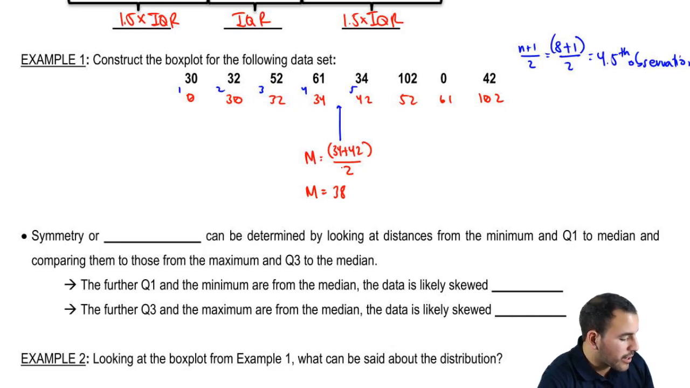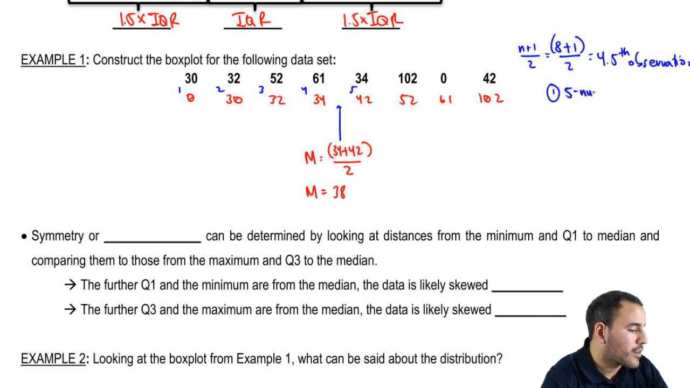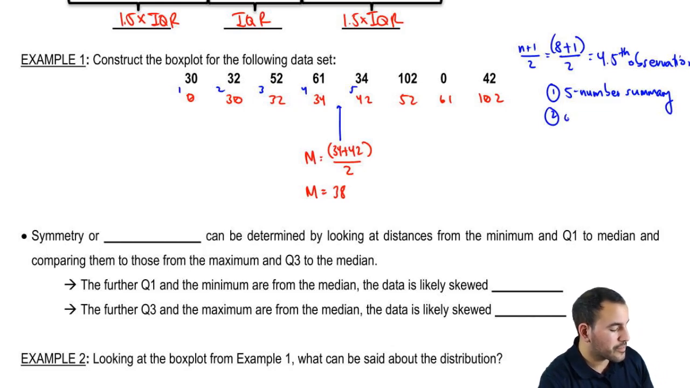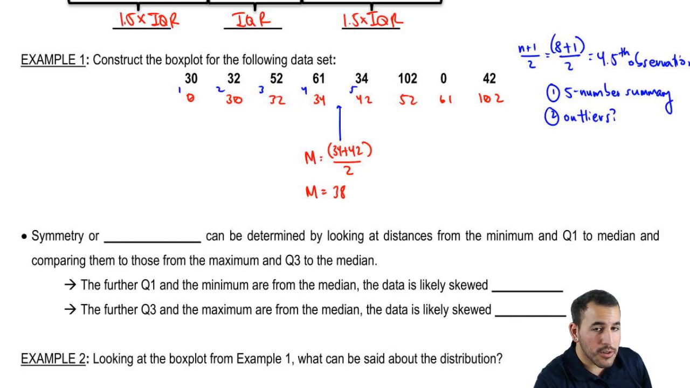Let's actually go ahead and write that down so we don't forget. So step 1 is the 5-number summary. And then step 2, we need to also determine if there are any extreme values, aka outliers, right? So are there outliers? Question. So we got our median. What else do we need to get for our 5-number summary? We need the min, Q1, median, Q3, and maximum, right?